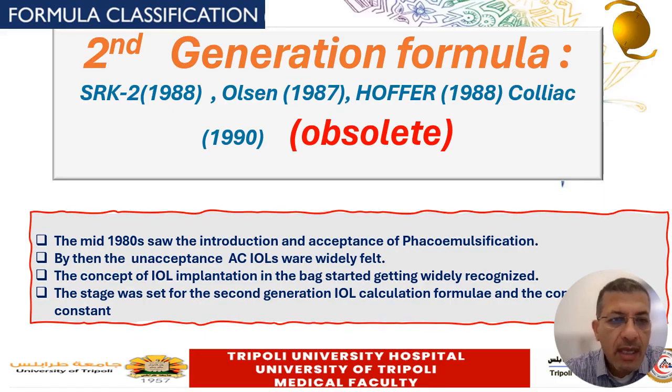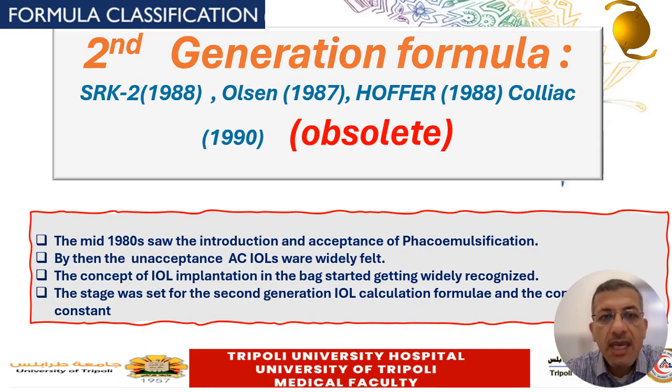However, in the second generation, they started implanting the IOL in the bag, and with the occurrence of phacoemulsification, the calculations become different. They found there is an unpredictable result because of the fibrosis of the posterior capsule and the changes of the location of the IOL after surgery. So they created this second generation of formulas that take into consideration what is known as an A constant.